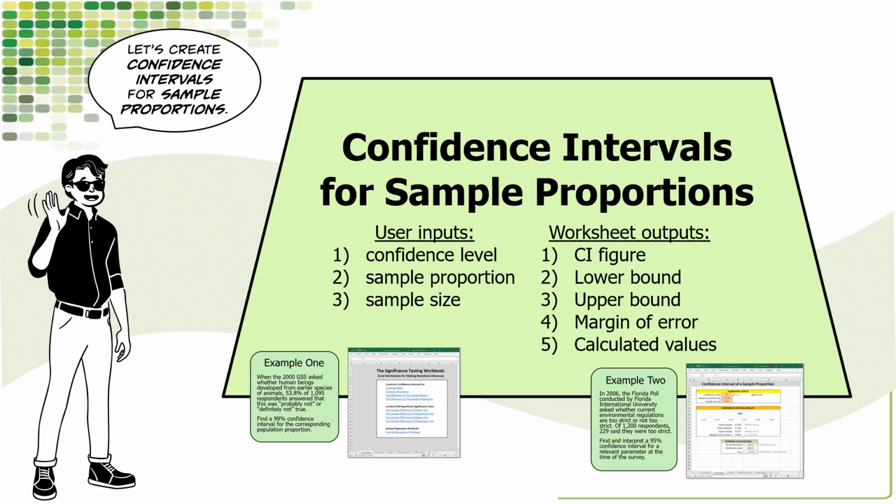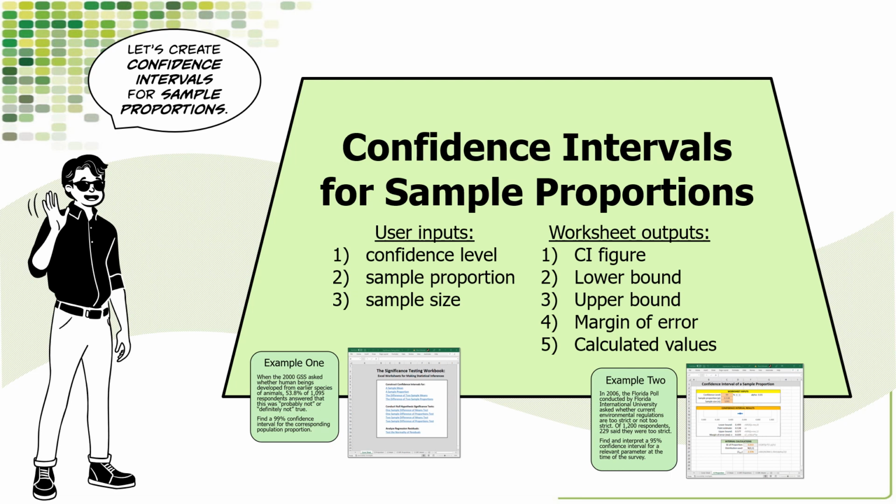This video is for people who already know what confidence intervals are and now want to learn how to generate them with Excel. It's easy to generate confidence intervals for sample proportions with the Excel Companion's significance testing workbook. You can download this workbook from the Excel Companion's website. You just input a few values specific to the problem you're trying to solve. The worksheet does the calculations and shows you the results.